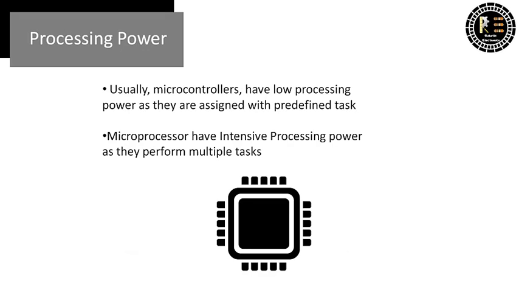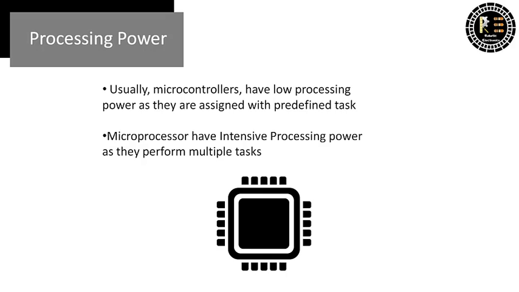Next, coming to the processing power. Usually microcontrollers have less processing power because a microcontroller is given a predefined task to do, so it cannot use extra processing power. For example, if we consider input from a component like a sensor, it is given to the microcontroller, which processes this input and gives the output, so it does not require any high processing power.